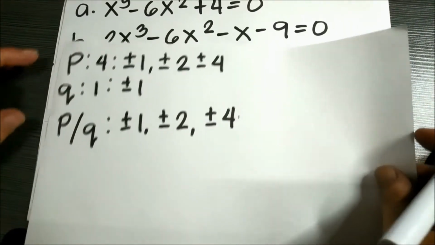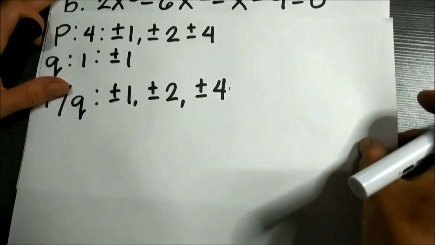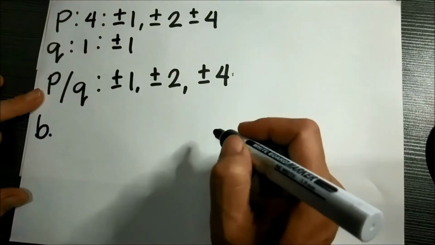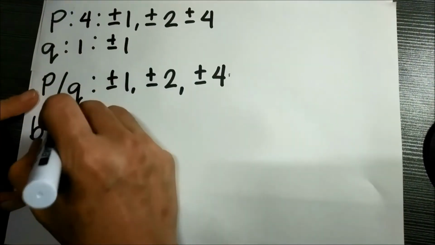Next, let's go to example B. So, for B, our P is negative 9.